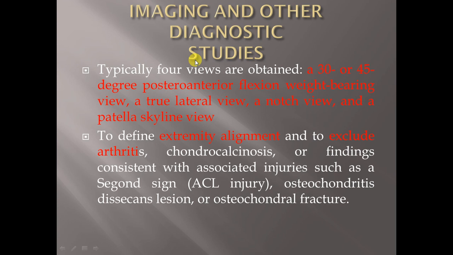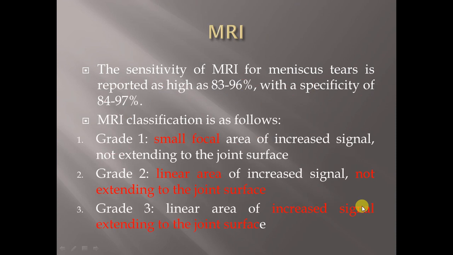Investigation: there are 4 views you have to do. First, a 30 degree flexion PA weight-bearing X-ray. Then true lateral, notch, and patellar skyline views, all to exclude arthritis as a source of pain, and to detect deformity and any associated differential diagnosis. As for MRI, proper history taking and proper examination of the knee are far more important than MRI.